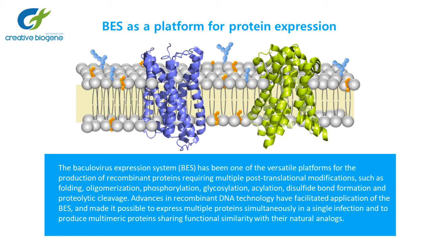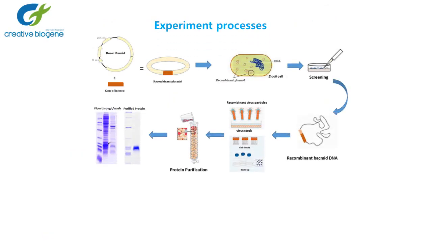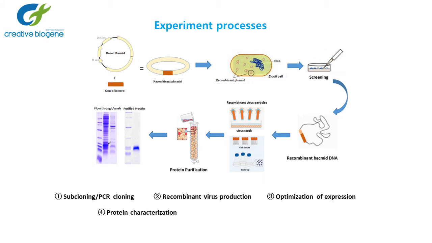Advances in recombinant DNA technology have facilitated application of the baculovirus expression system and made it possible to express multiple proteins simultaneously in a single infection and to produce multimeric proteins sharing functional similarity with the natural analogs. The experimental processes of protein expression include subcloning or PCR cloning, recombinant virus production, optimization of expression, protein characterization, and protein production and purification.